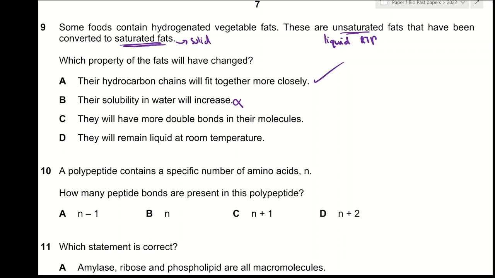C, they will have more double bonds in their molecules. No, actually, this is not true. They will have fewer double bonds in their molecules. The reason for this is that it turned from unsaturated to saturated. Usually, unsaturated fats have more double bonds than saturated, therefore this is incorrect. D, they will remain liquid at room temperature. No, they would remain solid. Therefore this is incorrect, and the answer is going to be A.